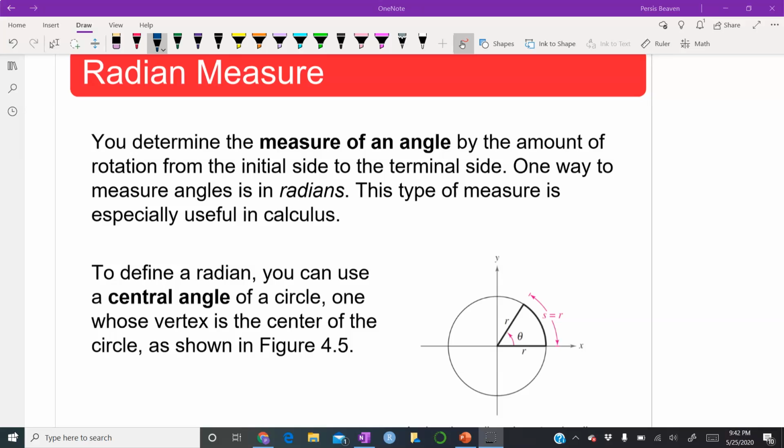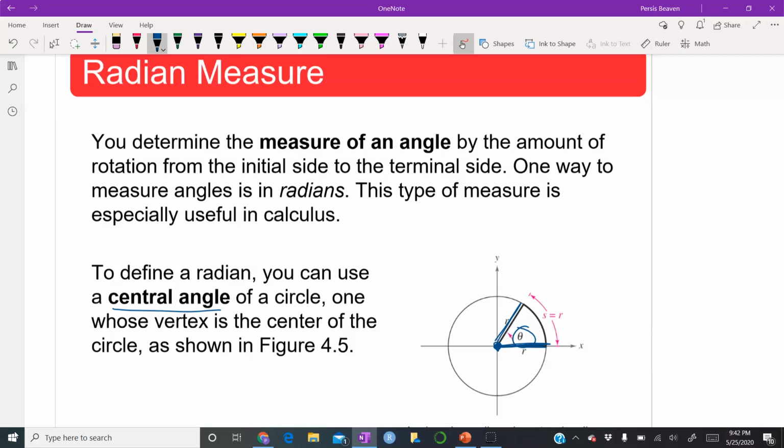A central angle is defined by an angle that has its vertex positioned at the center of a circle, like we can see here on the image to your right. And so we start here. This is our initial side on the positive x-axis, and we do have our terminal side here, denoted by the letter R for radius. This angle is positive because it's going in the counterclockwise direction, and we are going to call that angle theta. So theta is a central angle.